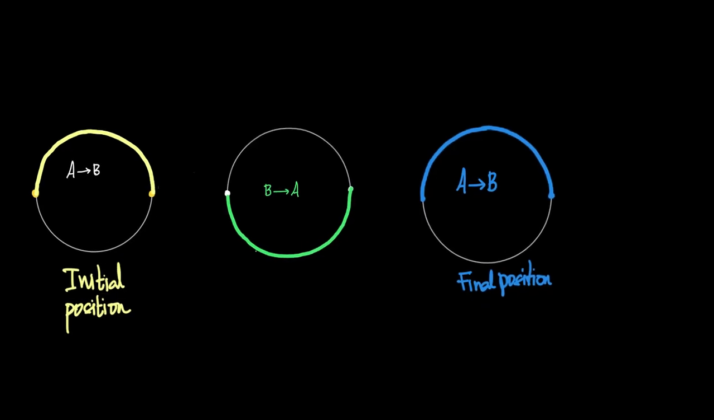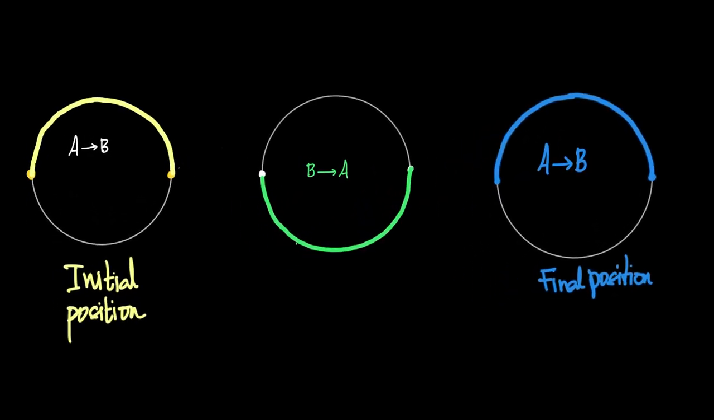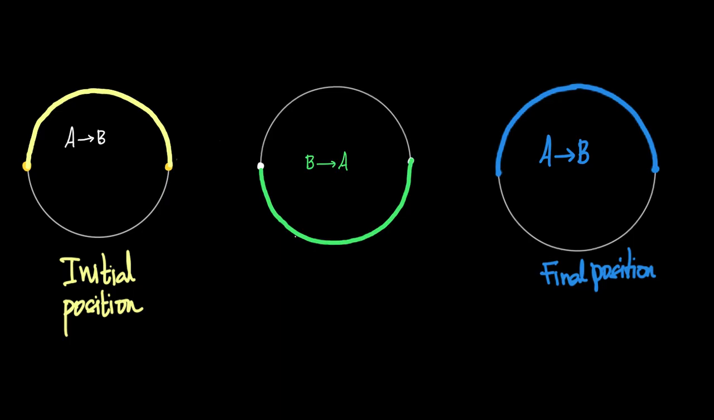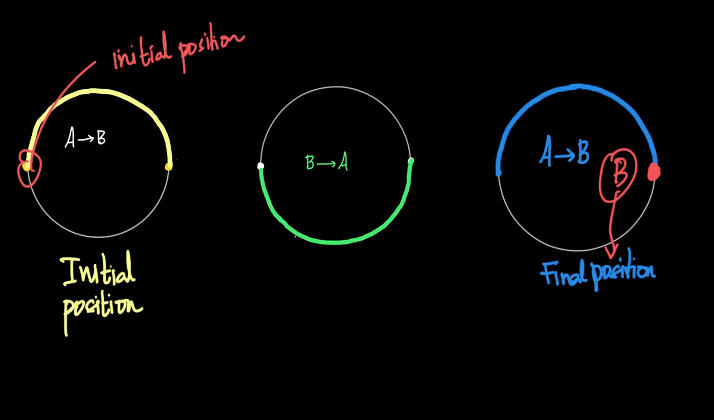Now, coming to the next part, which is the total displacement. The initial position is A because the first path is from A to B. So this is the initial position. Maybe I can just draw it over here. Right. So this point here represents the initial position. And for the complete travel, the final position is this one here. So this B here represents the final position.